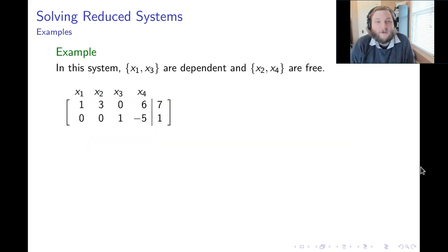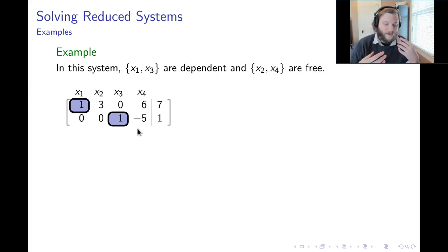Here we have a perfectly good reduced row echelon form system. In this system, it looks like we have two equations with 4 variables. And since we're in reduced row echelon form, we can easily locate our pivots. So we have a pivot in the first column and a pivot in the third column. Right away, we know that we're consistent because we don't have a pivot in the augmented column. And now we can quickly determine which variables are dependent and which variables are free. The dependent variables here are x1 and x3 because those are the variables that are represented in pivot columns. And the free variables are x2 and x4 because those are the variables that are in non-pivot columns.